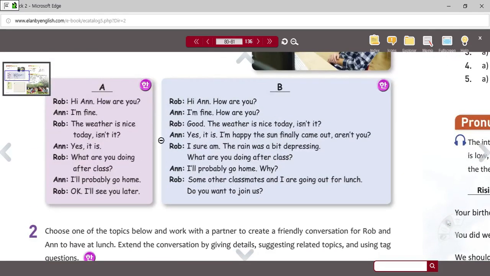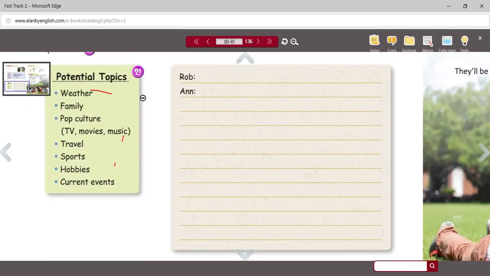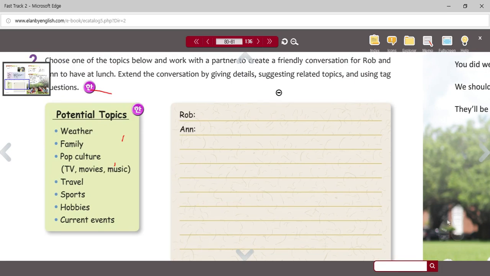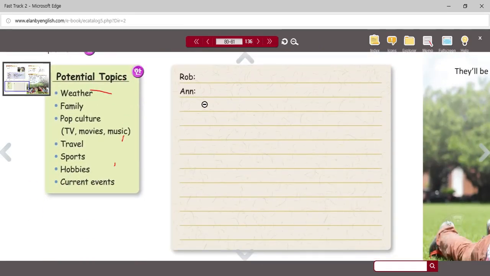The key is that it's not like maybe an interview, like dialogue A, where one person's asking all the questions, but maybe where they're having a discussion, where both people are talking. Okay? Now, I can't review it for you, but that's a good practice to have, and you may see a similar dialogue, similar question on your written test. So give that a try, writing for Rob and Anne.